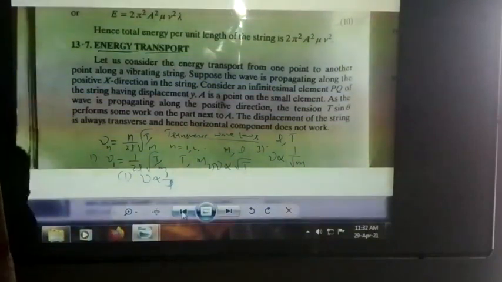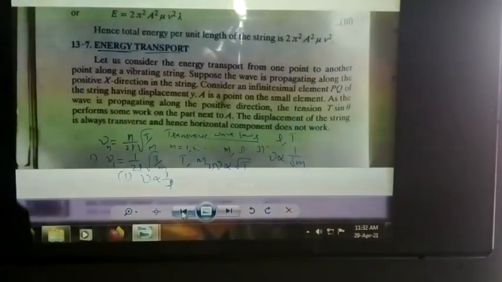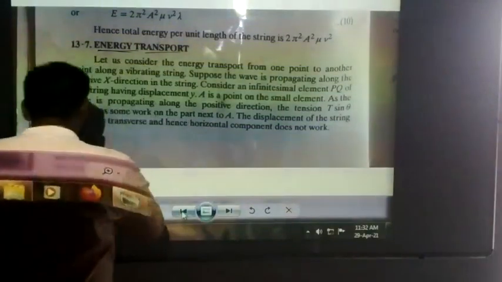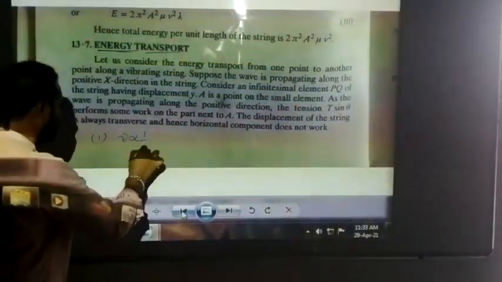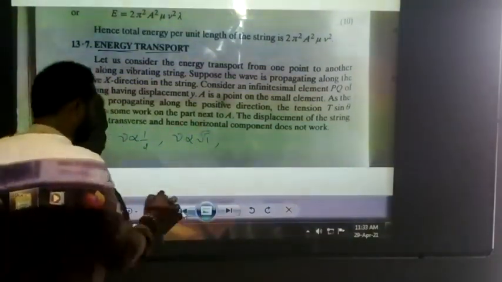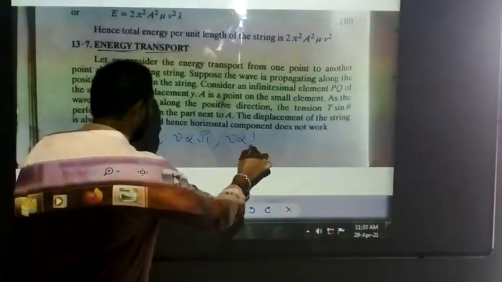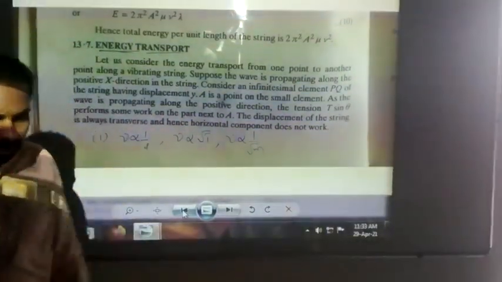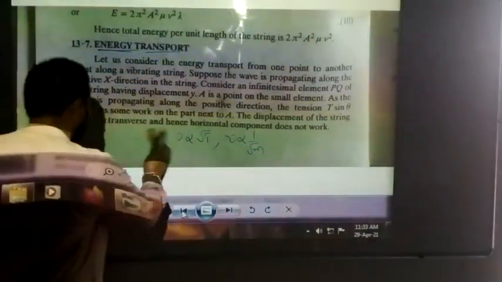So we have three laws in transverse waves. The first one is nu is inversely proportional to L. The second one, nu is directly proportional to root T, and the third one, nu is inversely proportional to the square root of m. These are the three transverse wave laws. This is the topic that was left over from the previous class.